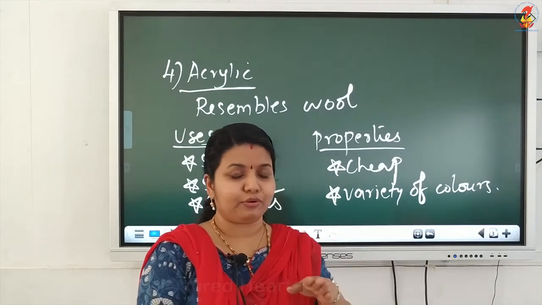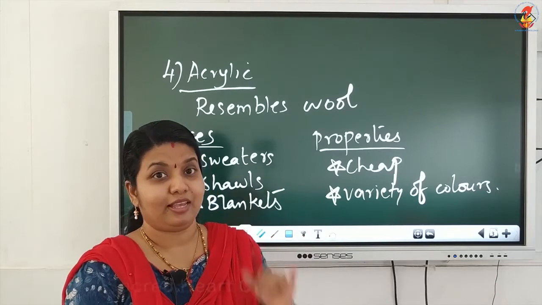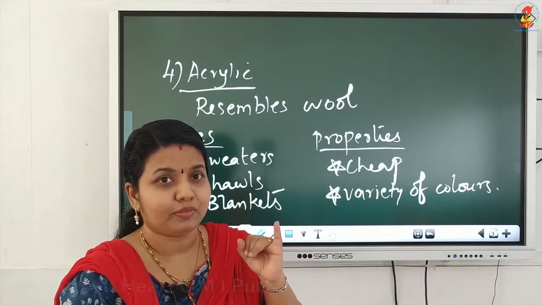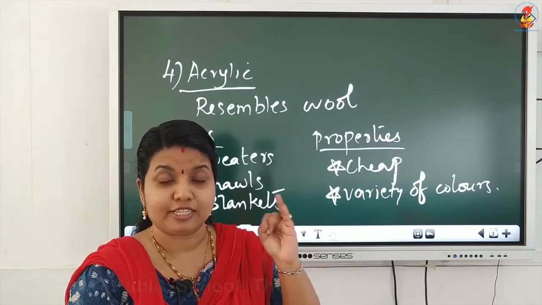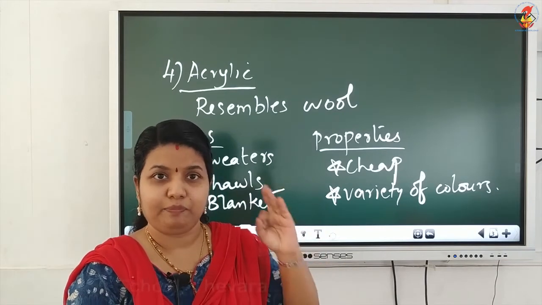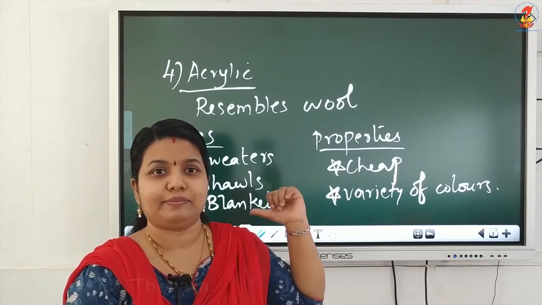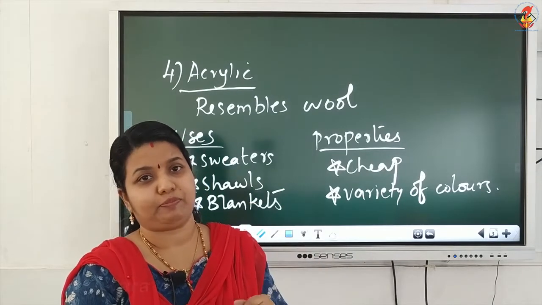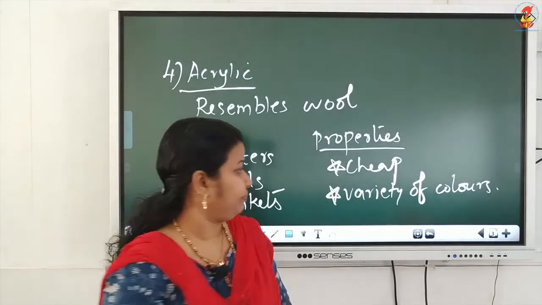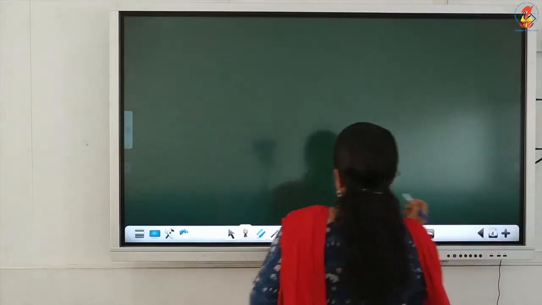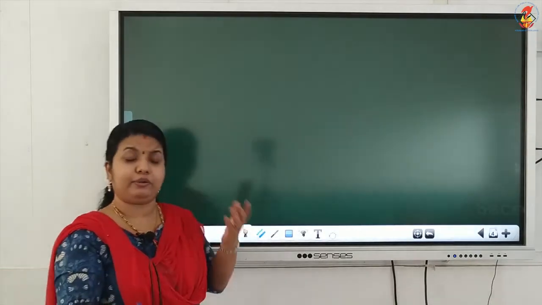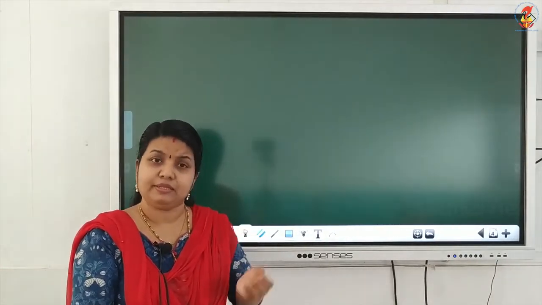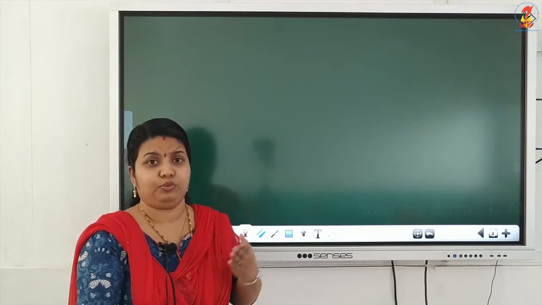Okay. So, these are the four different types of synthetic fibers. Rayon, which is known as artificial silk. Second one is nylon, the first fully synthetic fiber. Then polyester and the fourth one is the one which resembles wool in its properties, that is acrylic. Okay. Now we have to see the advantages and disadvantages of synthetic fibers. Synthetic fibers have certain advantages over natural fibers. There are certain disadvantages too that we have to see.